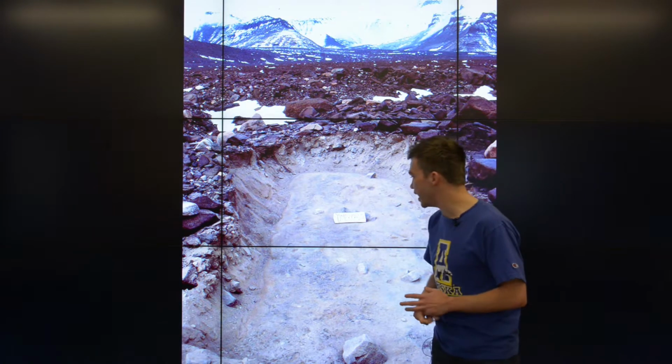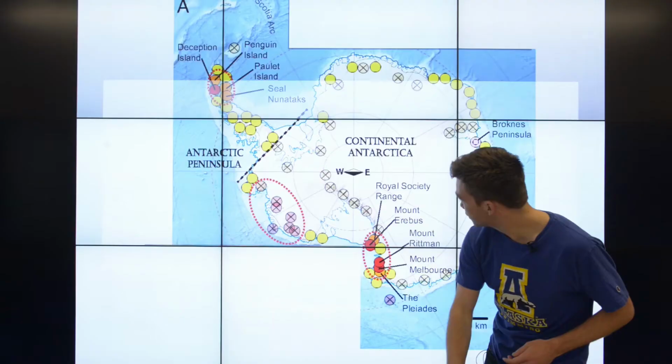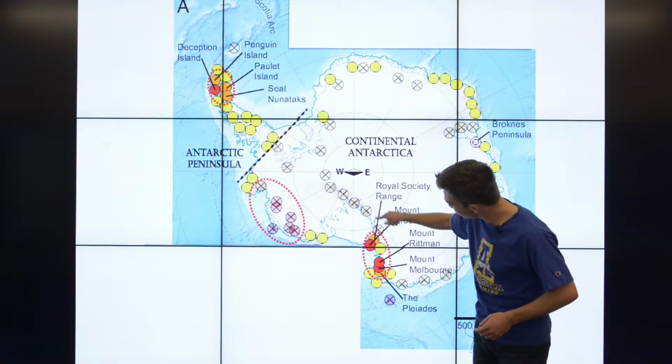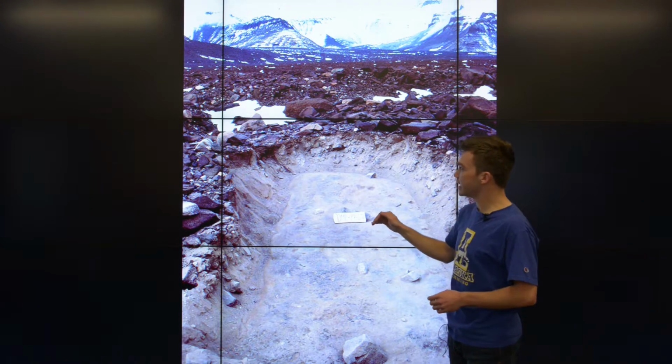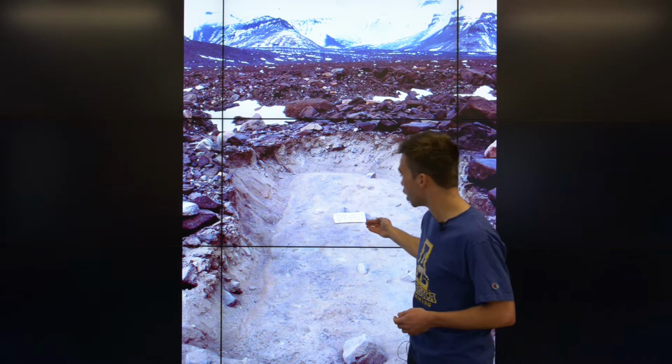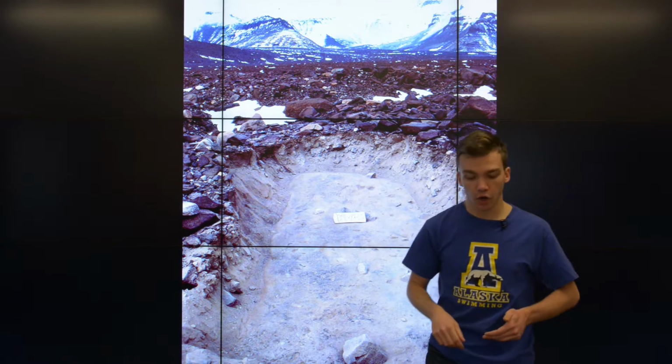So this is an excavated pit in the McMurdo Dry Valleys. So that's here again. This is a mountain range. So we're in the McMurdo Dry Valleys, and we're looking at ash and dirt that have been deposited on top of what's actually ancient glacier ice. So we're quite interested in knowing how old this glacier ice is.